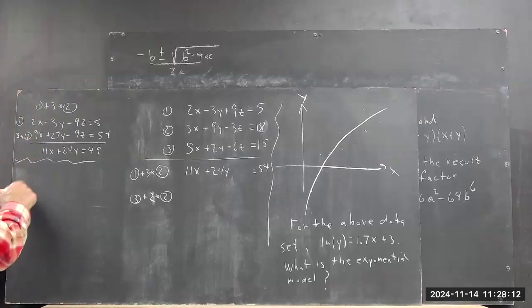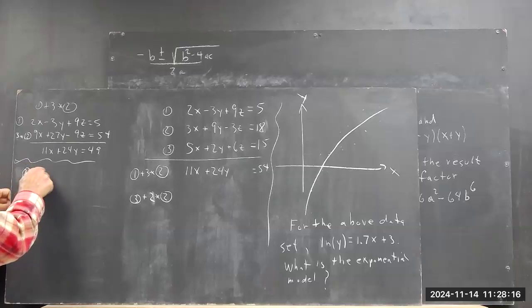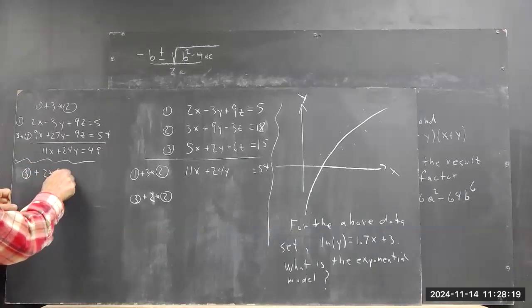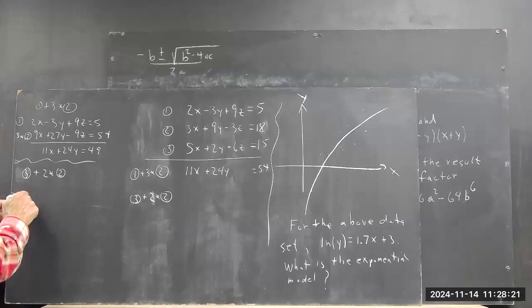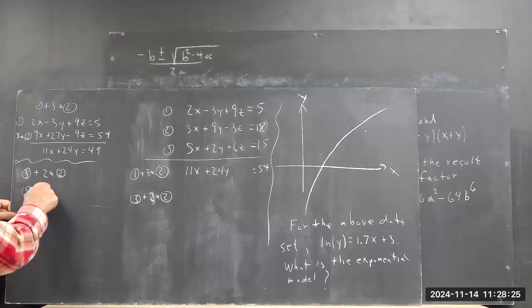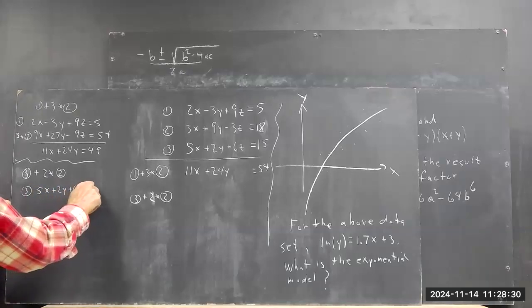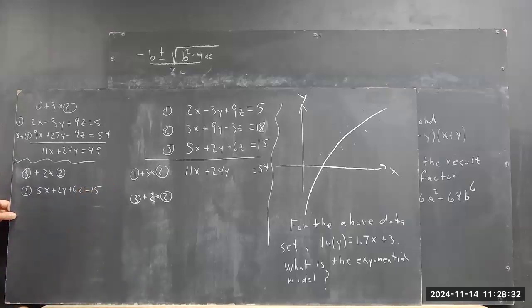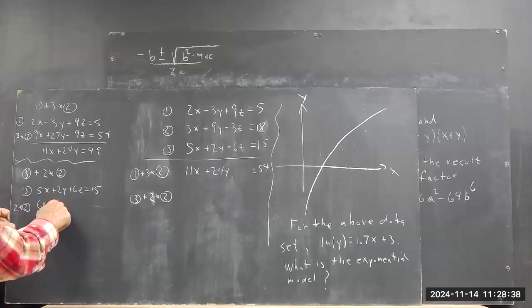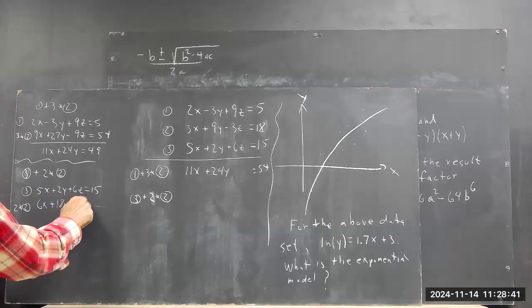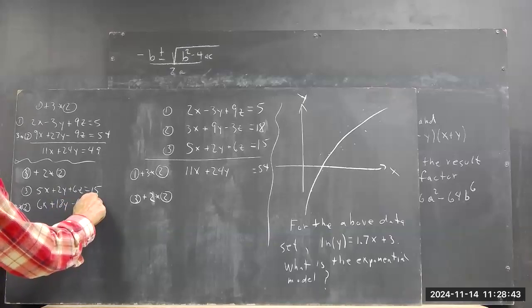So we'll do that over here. We're going to do equation 3 plus 2 times equation 2. Well, equation 3 is 5x plus 2y plus 6z equals 15. And then 2 times equation 2 is 6x plus 18y minus 6z equals 36.